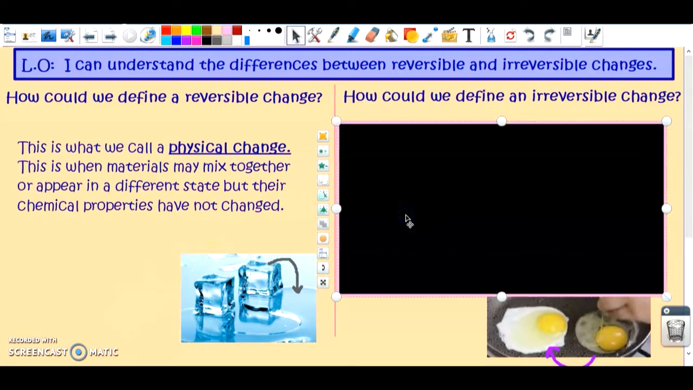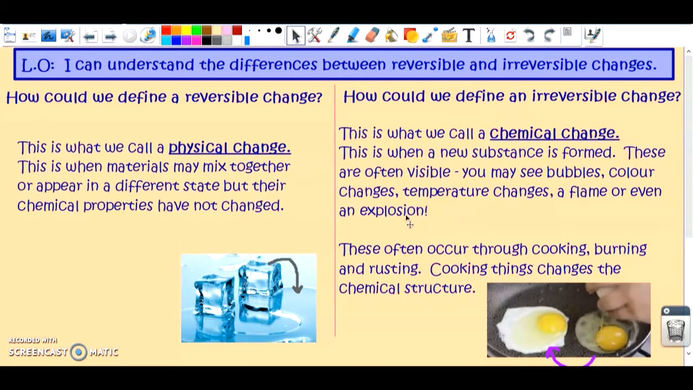And then an irreversible change, I wonder if you can up-level yours again now. This is a chemical change. This is when a new substance is actually formed, and they're often quite visible. You might see bubbles, you might see colour changes, you might see temperature changes, a flame, or even an explosion. These often occur through cooking and burning and rusting. And we talked a lot about cooking and burning with all those changes we saw at the beginning. Cooking things actually changes their chemical structure, and that's why lots of those changes are irreversible.